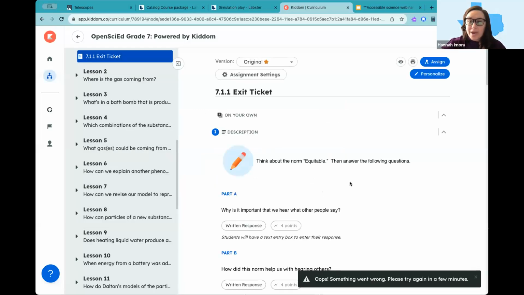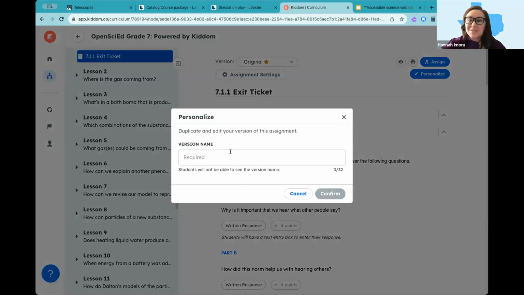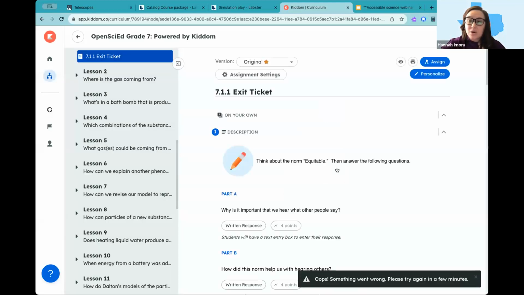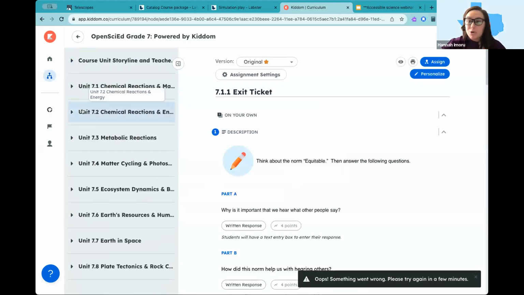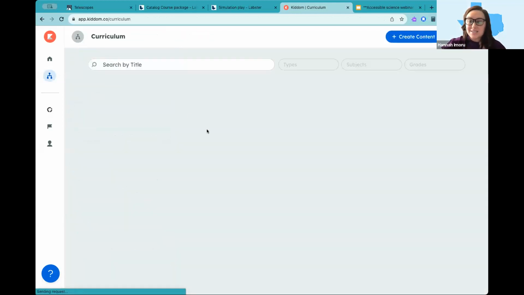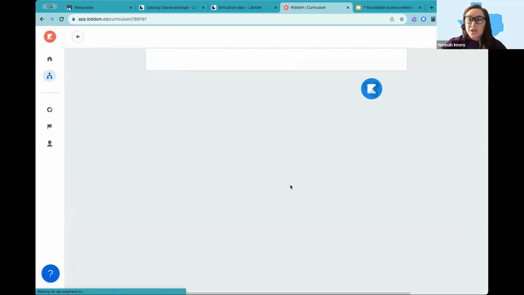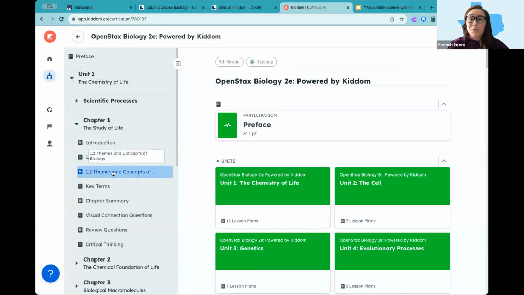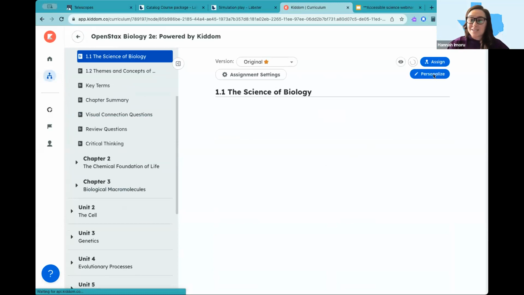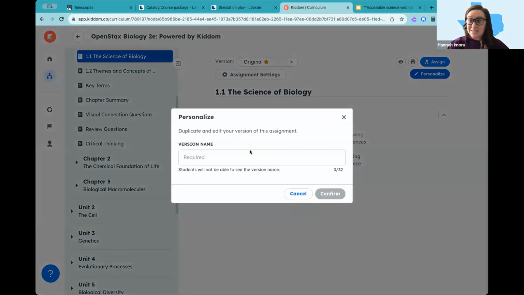So what is great about the OpenSciEd and OpenStax curriculum on Kiddom is that districts and your teachers are always going to have access to the original version of the curriculum. So you can make as many personalizations to this exit ticket as needed. So you can have, again, your enrichment personalization exit ticket. You can have one for maybe a lower group. I know most folks on this call know that Texas is one of, if not the most diverse state in the country.